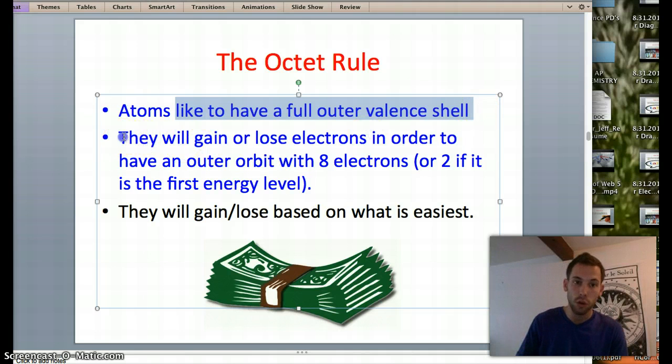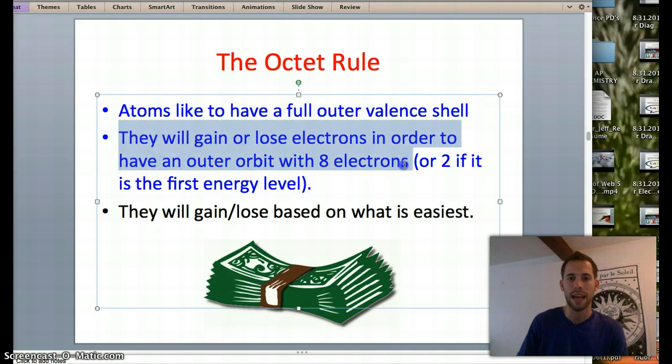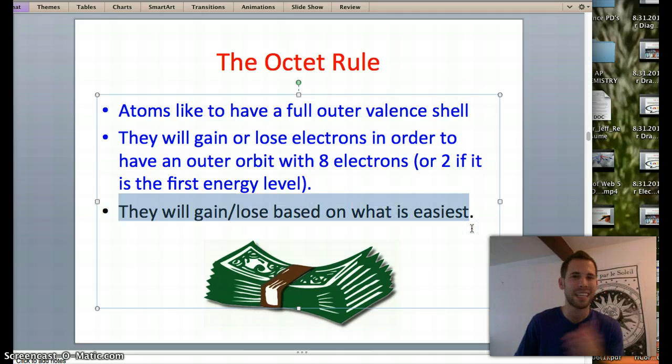They will gain or lose electrons in order to have an outer orbit with 8, because remember that all orbits except the first one want 8 electrons. If you're in the first energy level, 2 is fine as well, because that's how many fit in the first row, just 2. They're going to gain or lose electrons based on whatever is easier for them.